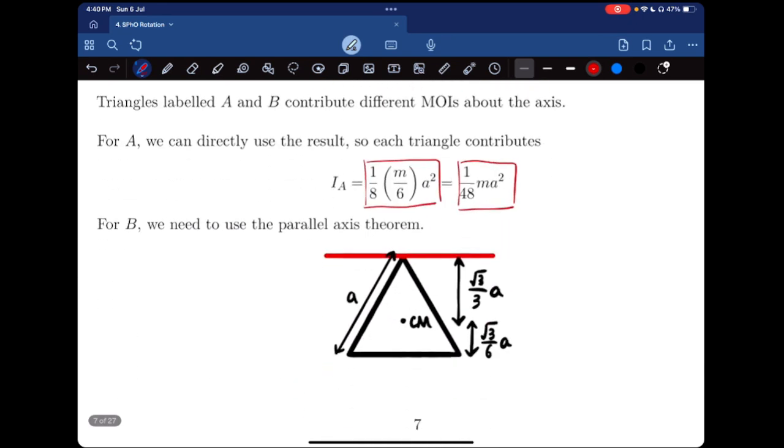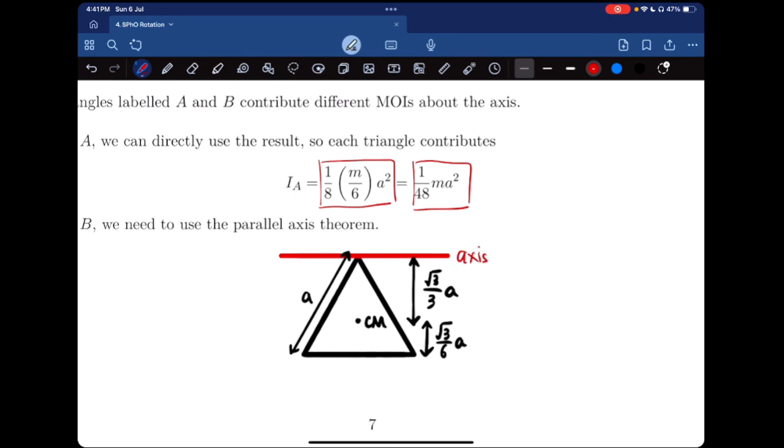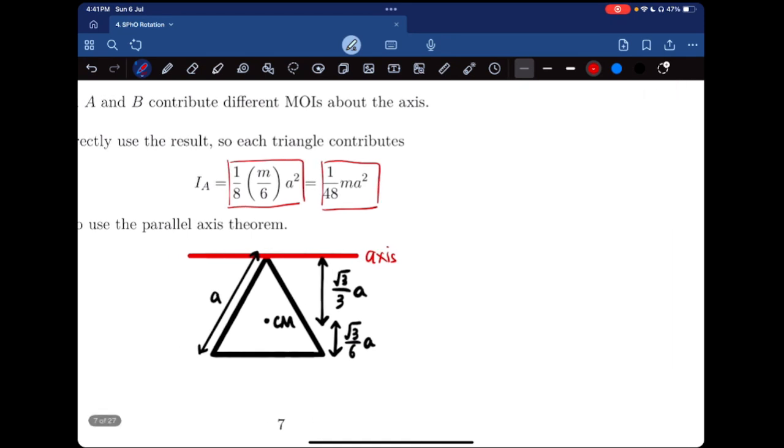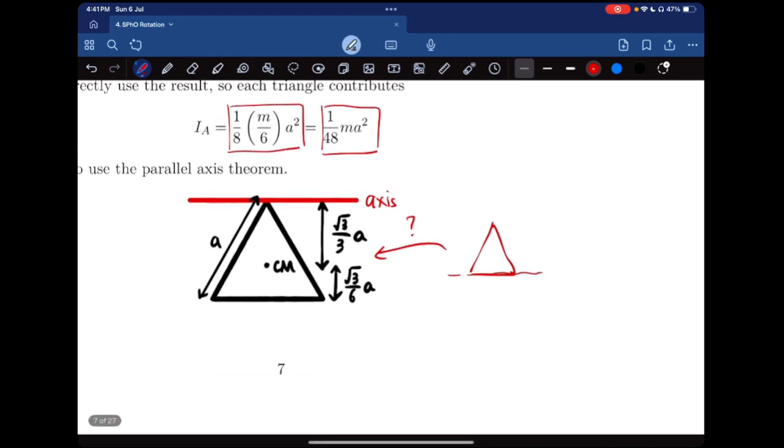But the B triangle is a bit hard because the axis is here and the triangle looks like that. So how do we find the MOI like that if we only know this? This is where you use the parallel axis theorem, because you're given this. So you have the CM here, which, by the way, for an equilateral triangle, you should know some geometry. The geometry is stated here. So this is the CM.